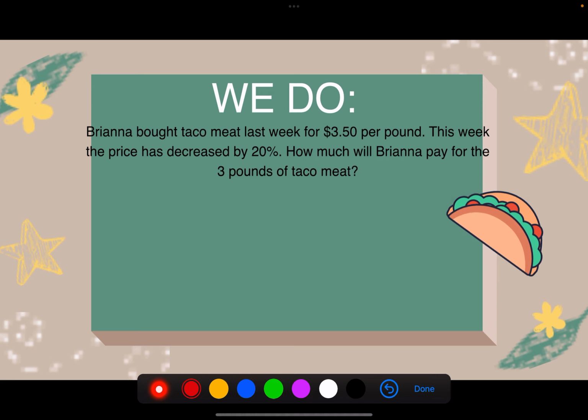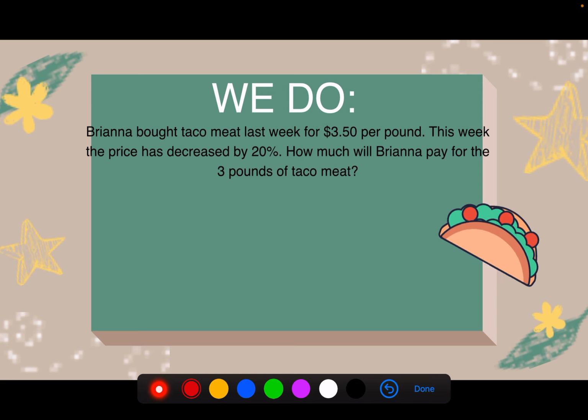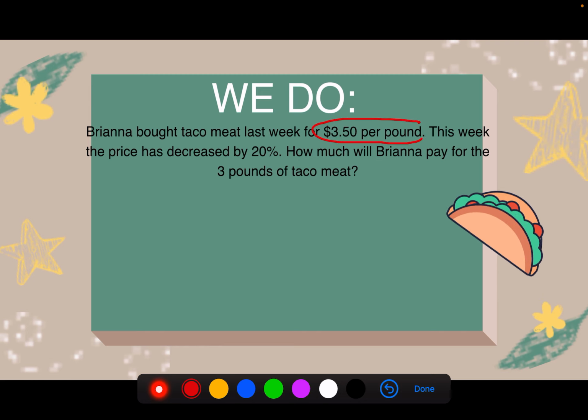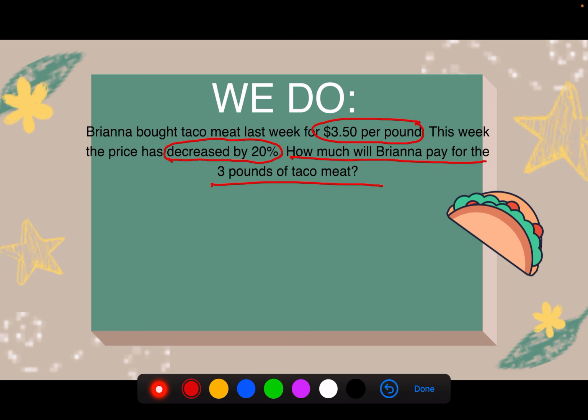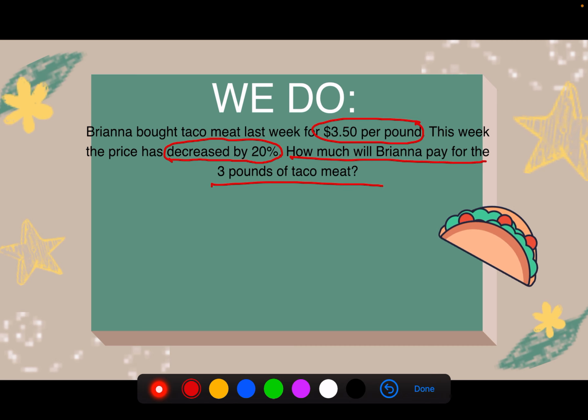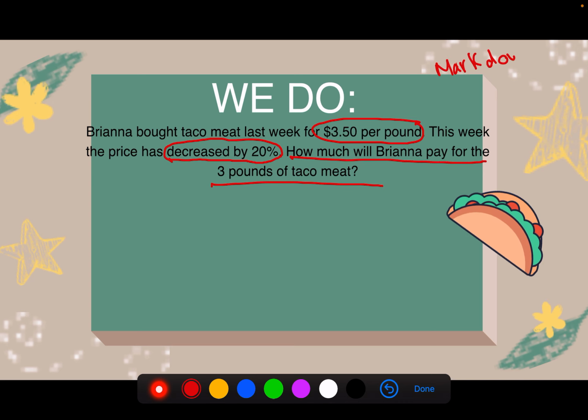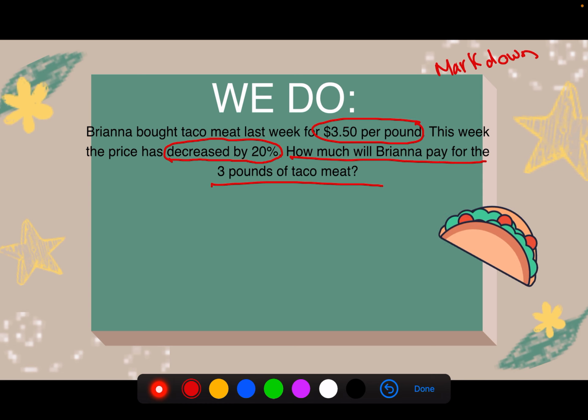Okay, so this is our first we do problem. We're going to go ahead and read the problem and text code. It says Brianna bought taco meat last week for $3.50 per pound. This week, the price was decreased by 20%. How much will Brianna pay for the 3 pounds of taco meat? If it was decreased by 20%, is this a markup or markdown? Yes, this is a markdown because we have our keyword decreased. We didn't add that to our keywords. You can go back and add it. That would be great.